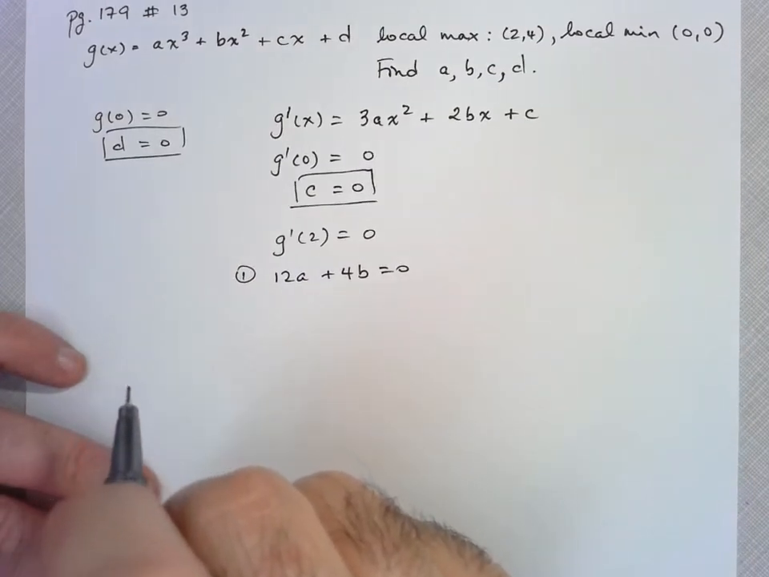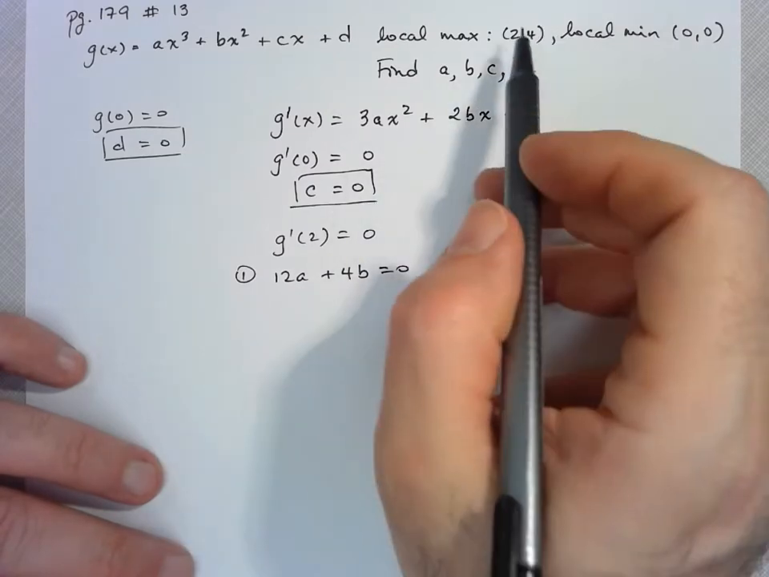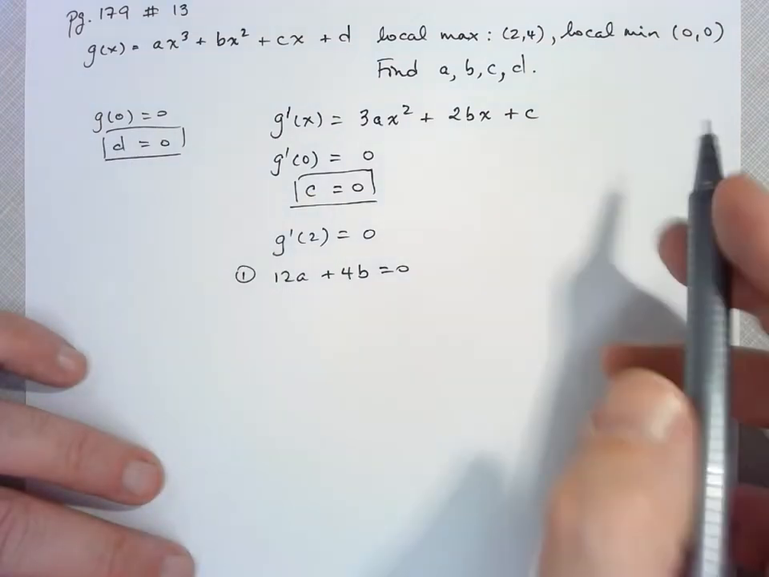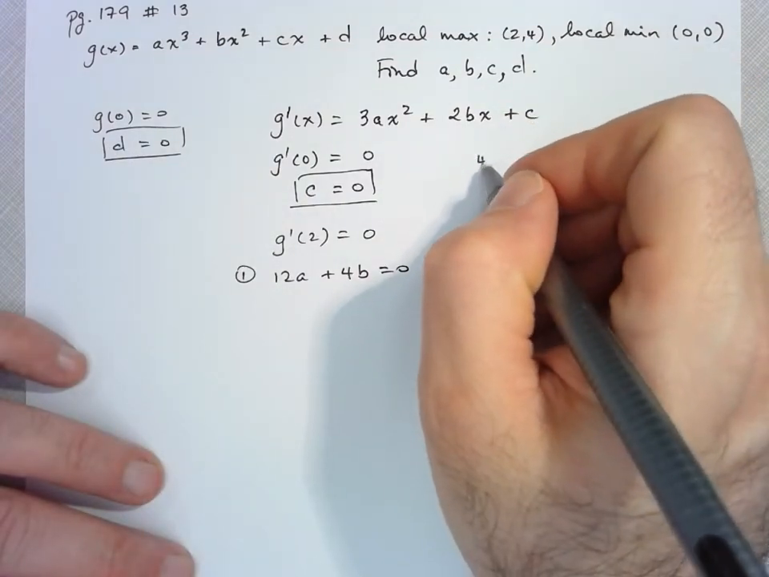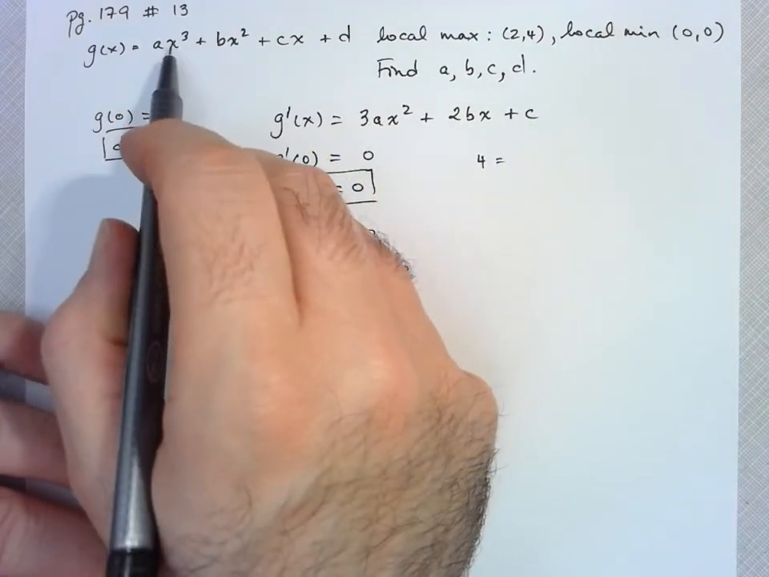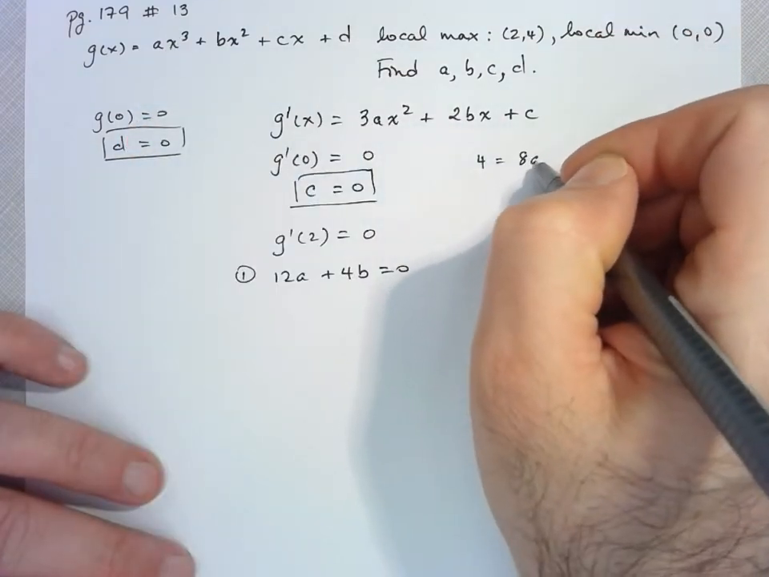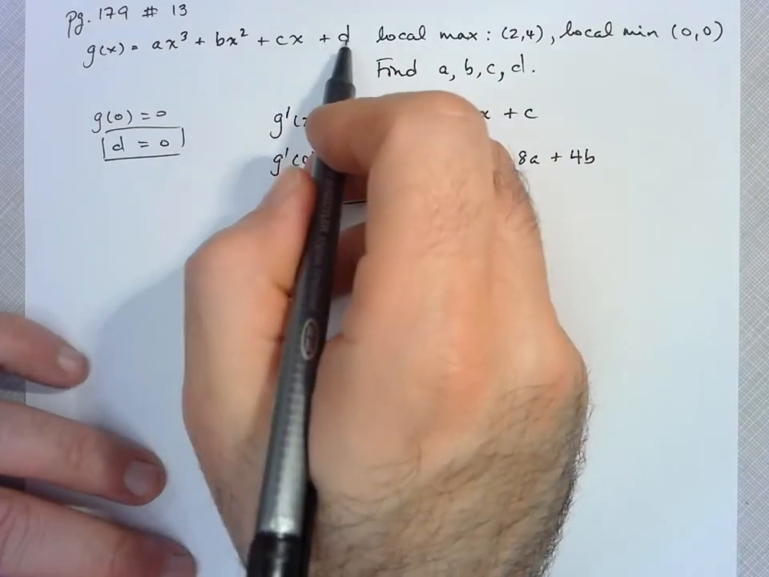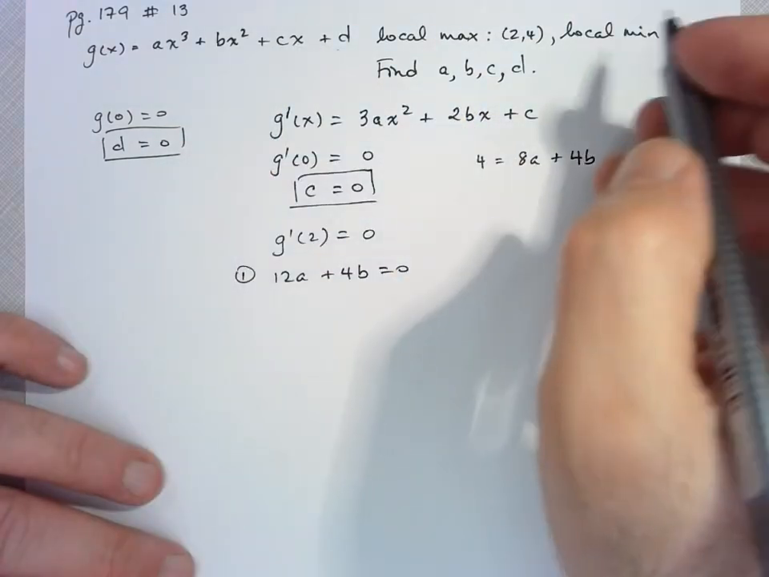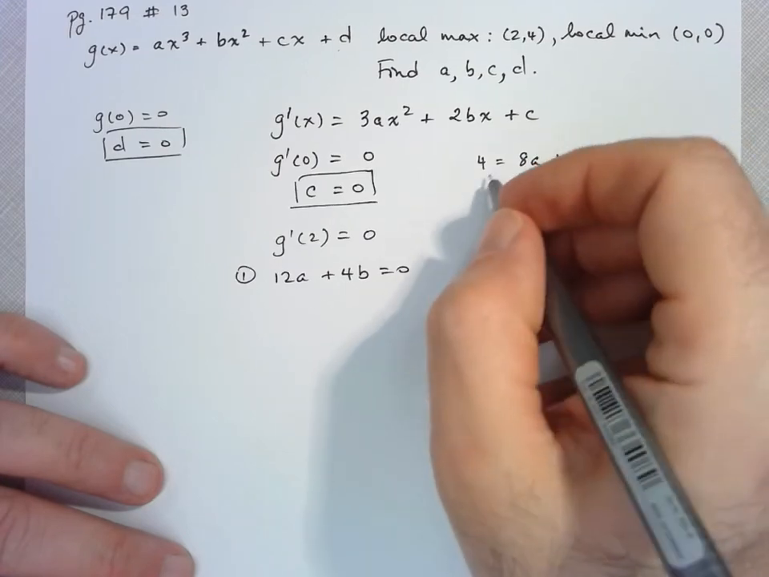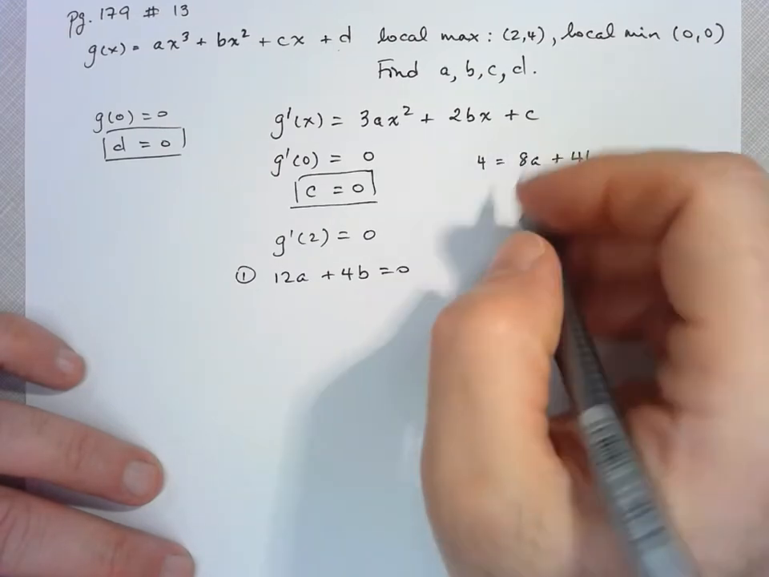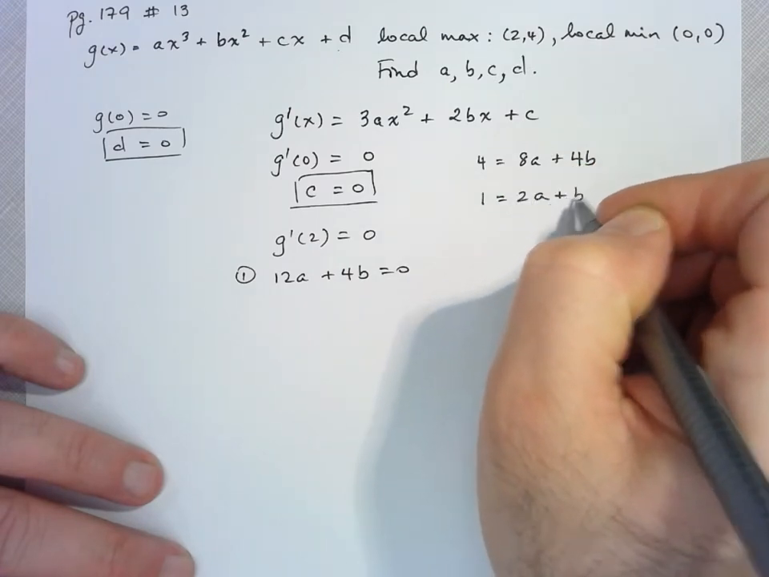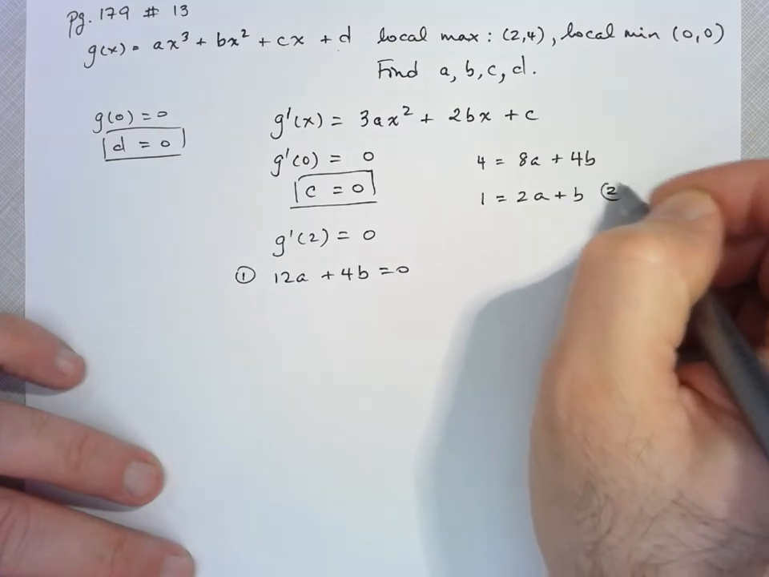Now let's see if I can find a second equation with a and b. I'm going to input x equals 2 and y equals 4 into the original function. When x is 2, y is 4, so 2 cubed is 8, so we have 8a. 2 squared is 4, plus 4b. Both c and d are equal to 0, so those terms are gone. And so here I've got a second equation. In fact, I can even simplify this. Divide both sides by 4, so I've got 1 equals 2a plus b. And there's my second equation.